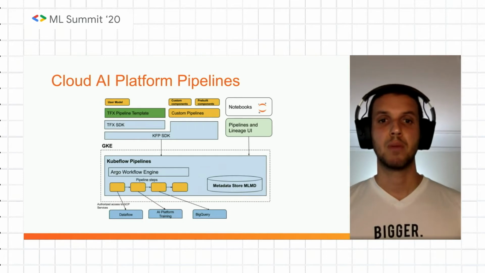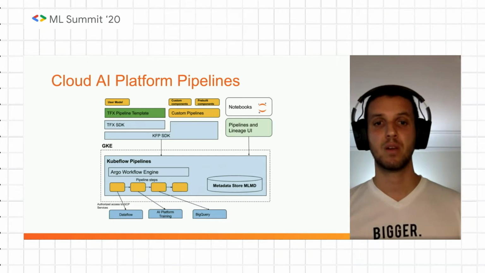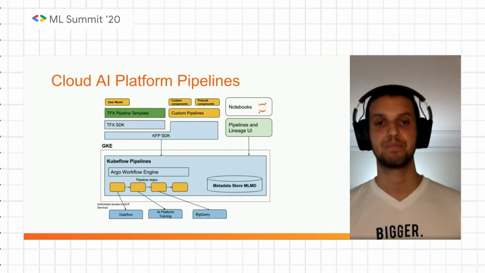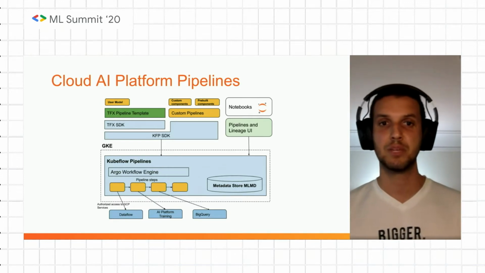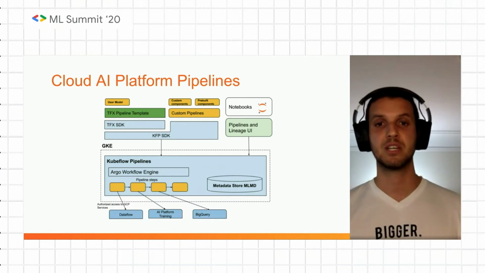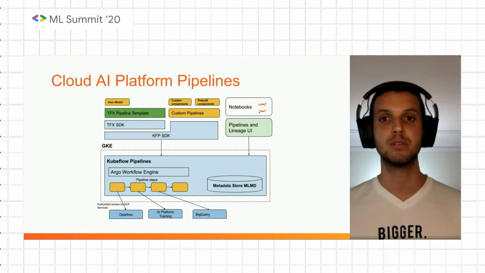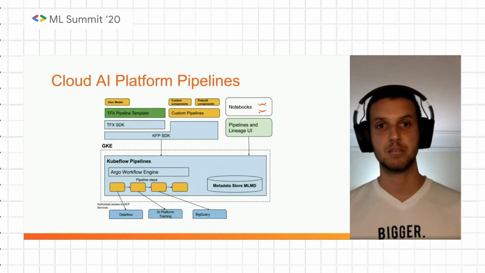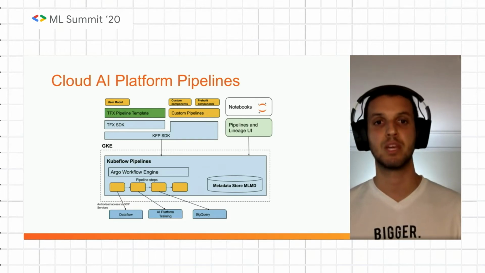AI Platform Pipelines is a collection of several SDKs, libraries, and components deployed on top of GKE, Google Kubernetes Engine. As we can see in this picture, this is a high-level architecture design. We can see all the components that we use. We have our TFX pipeline templates, which are library functions that we can reuse.